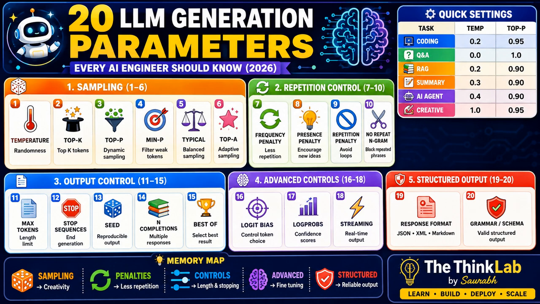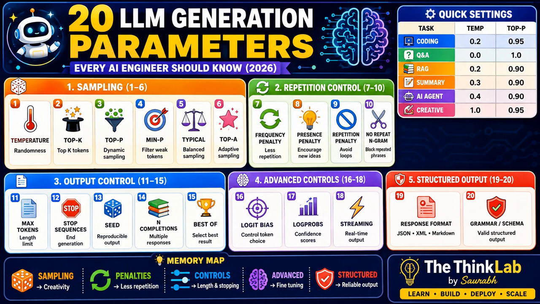Number 15 is the best of. The model creates several candidate responses and returns the highest quality answer. So this improves the reliability. And these are all the advantages.